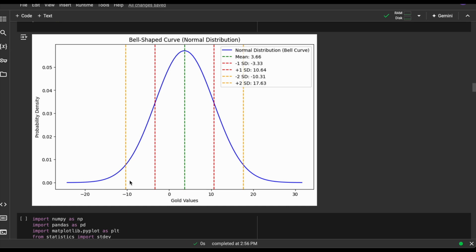capture approximately 95% of the data. This helps in assessing the reliability of the data and making informed predictions. Most of the time this is a bell-shaped curve, which is also called a normal distribution.